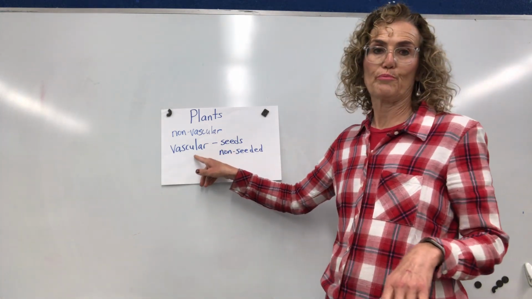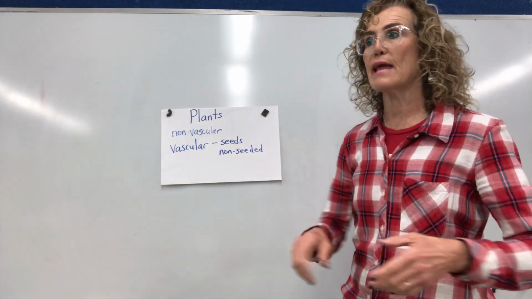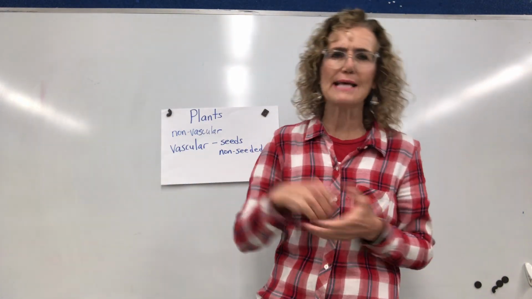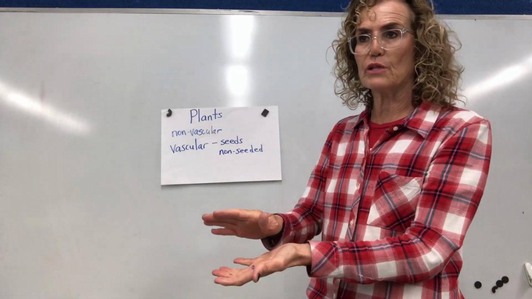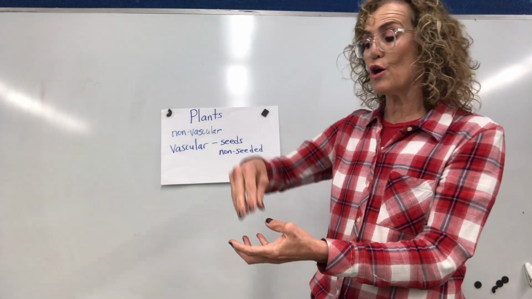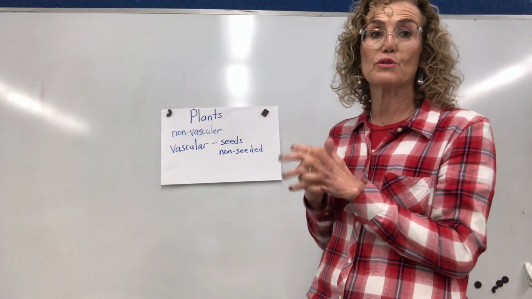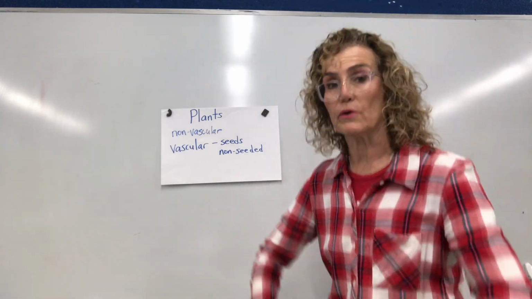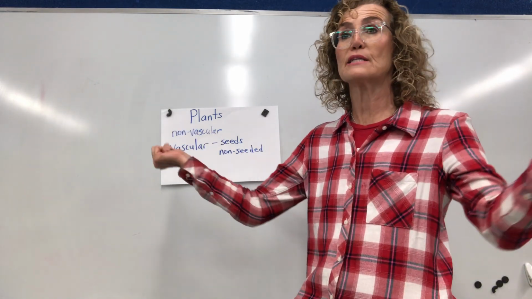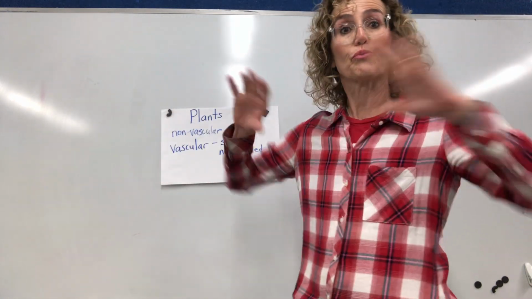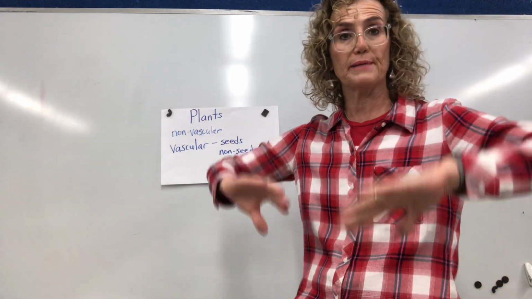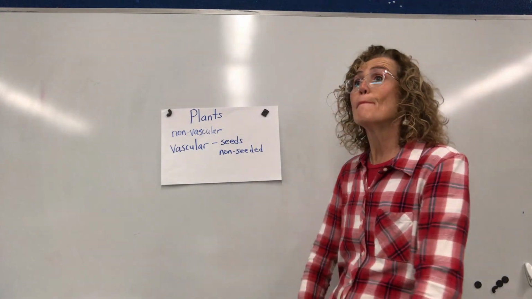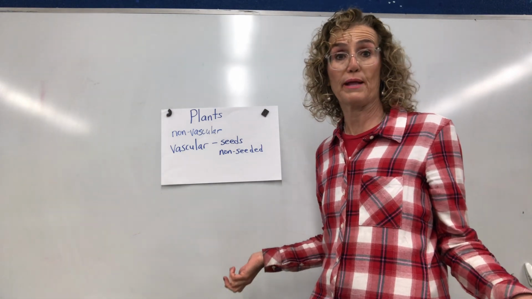Then we have vascular plants, and vascular plants are plants that have tubes. Do you remember when we did the celery experiment in maybe 2nd grade? We put the celery in red food coloring, and we saw the water go up through the celery. So those are the tubes of the celery. It's called the xylem. Xylem takes water up from the roots, and phloem takes the food from the leaves down to the rest of the plant. So xylem up and phloem down. So vascular plants can be bigger because they have a way of moving food and water around the plant.